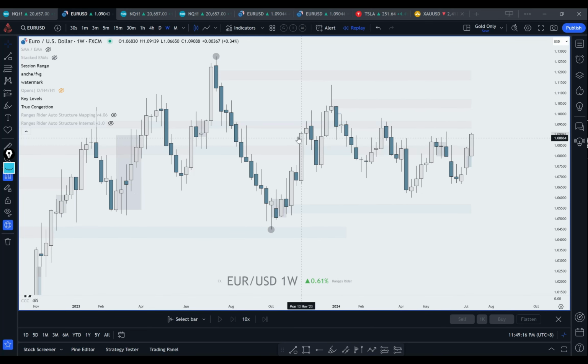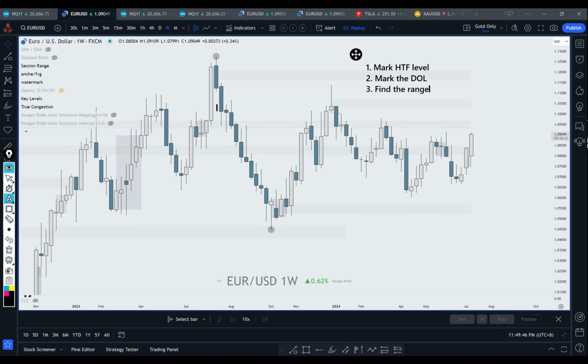So that's why the point is, you always need to mark the higher time frame levels. Step by step, number one, you have to mark the higher time frame levels. Number two, you have to mark the draw on liquidity according to those levels. And number three, you need to find the ranges. And this is your question.